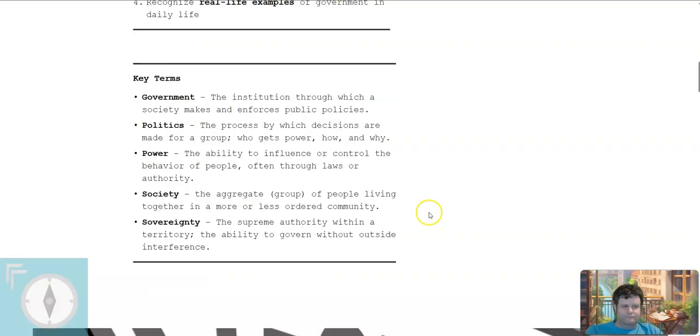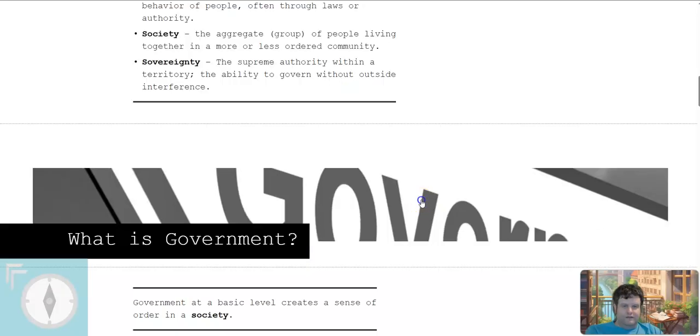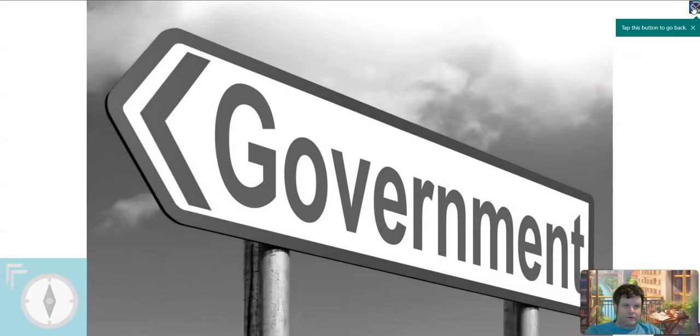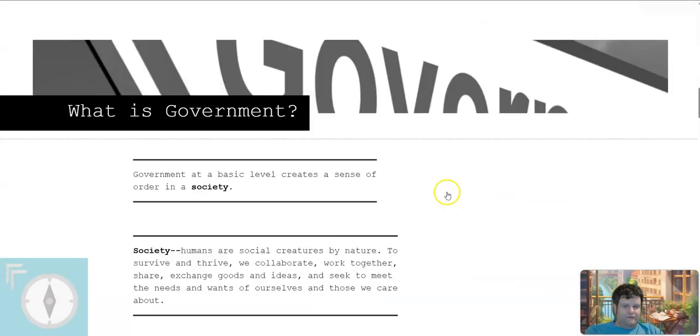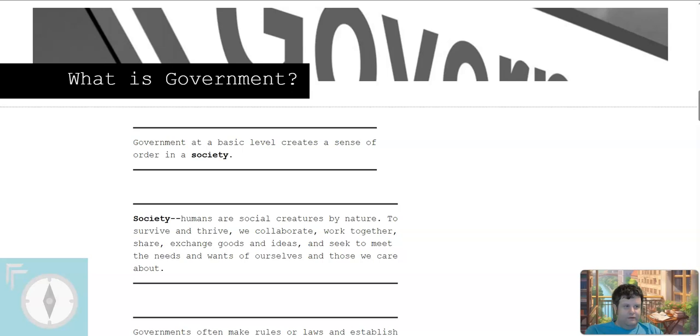That kind of thing. Now that leads us to the next question. What is government? We're going to address this question, and it seems a bit obvious, a bit generic, but this is the introductory lecture to government, so what did you expect? Government is the basic level of creating a sense of order within a society.